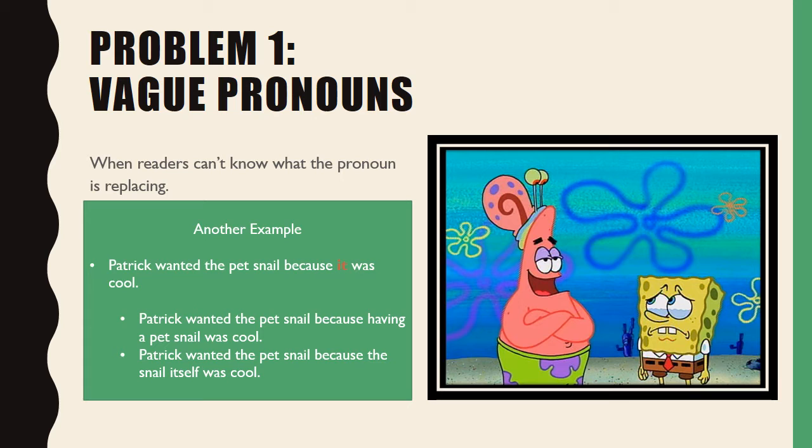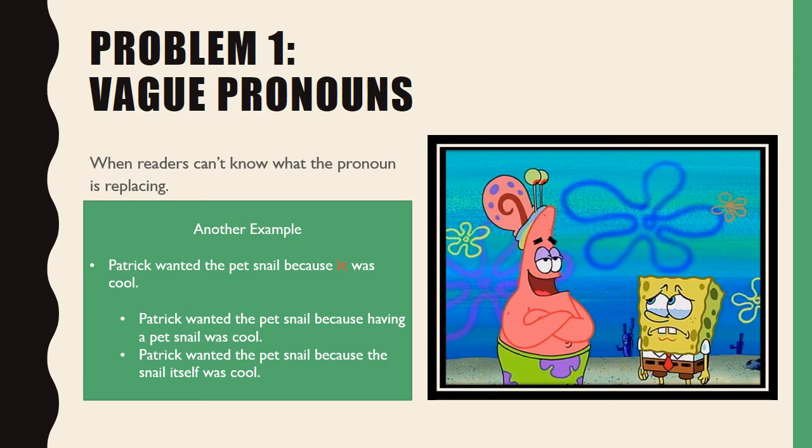We've got the sentence, Patrick wanted the pet snail because it was cool. And it is the pronoun, right? We can assume it refers to the pet snail, but we don't know. In fact, there are two possibilities here. Possibility number one is that Patrick wanted the pet snail because having a pet snail was cool, or Patrick wanted the pet snail because the snail itself was cool. Again, two people can read this sentence and come away with two different understandings of it. We don't know which way is correct, and so you can't make enough sense of the sentence to claim anything about it.